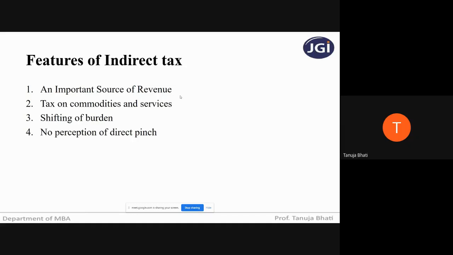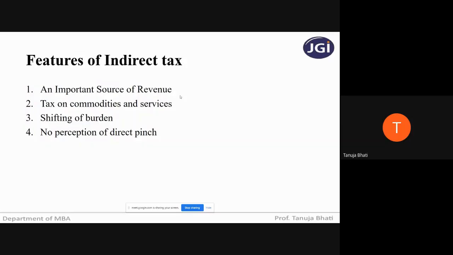Next, perception of direct pinch, which means what? Now, many a times you go and purchase some commodity in the market. Suppose you are purchasing a soap, and suppose the soap costs rupees 30, so you'll pay 30 rupees and you'll come back.